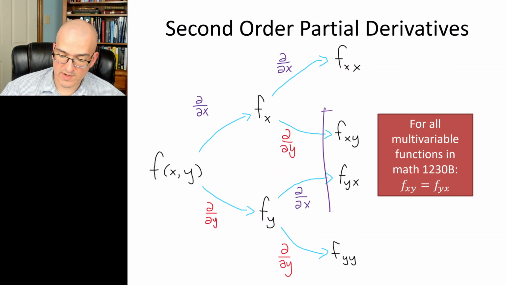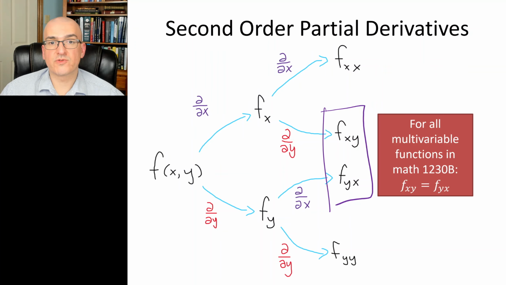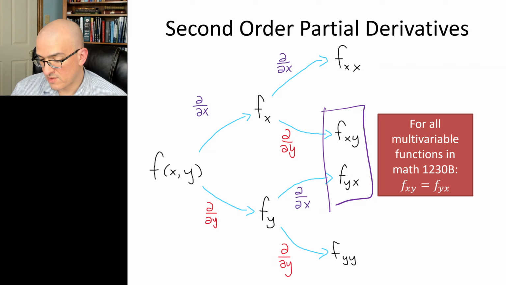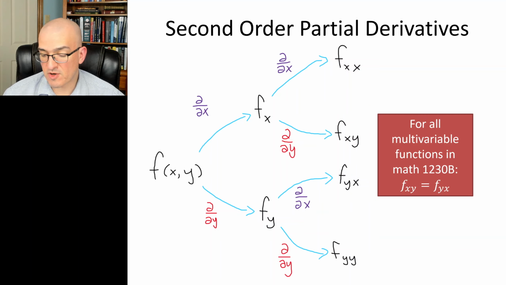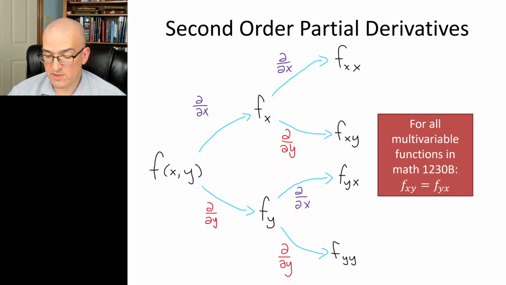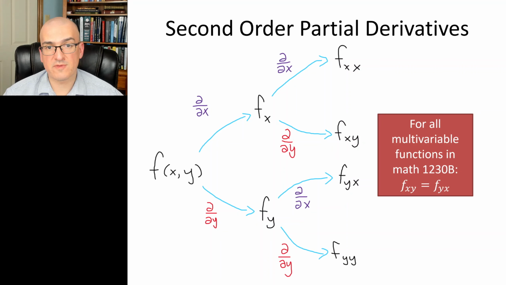Also knowing that these two will always be equal to each other. f sub xy will always be equal to f sub yx. That equality can be used as a check. If you take the mixed partial derivatives in one order and take them in the other order and you have a different answer, it means either one of your answers is wrong or both of your answers are wrong.